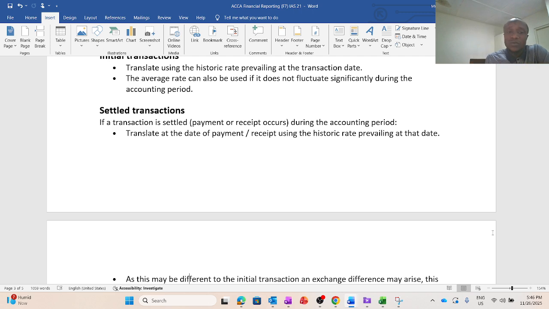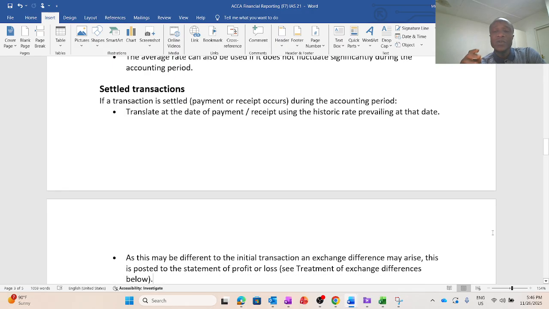So now what are we going to do? Translate at the date of payment or receipt using the historic prevailing rate at that date. Firstly, we need to ensure that at the date of transaction, we do our double entry. For instance, if we want to purchase goods from our suppliers, on the date of transaction we need to translate the $1,000 to leons, and we are going to debit the purchase and credit the supplier with 20,000 leons.